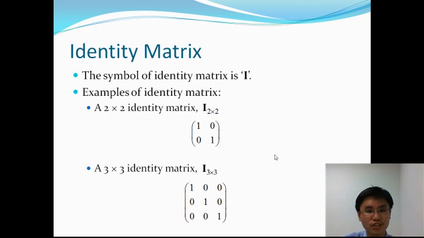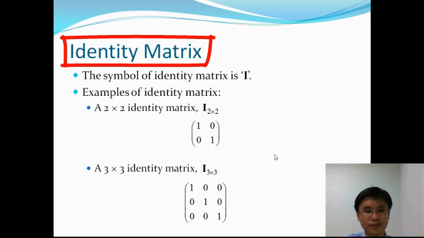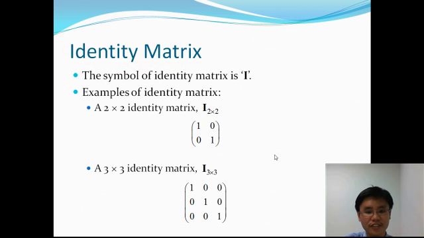Let us continue to another type of special matrix called identity matrix. The symbol of an identity matrix is denoted by the capital letter I. Let's observe the 2 by 2 identity matrix. You should notice that every element at the diagonal are set to 1, while the rest of the elements are set to zeros. As for the 3 by 3 identity matrix, do you see that this matrix is a square matrix?